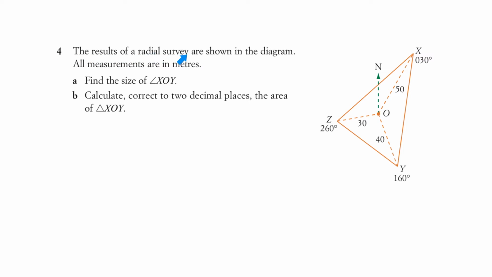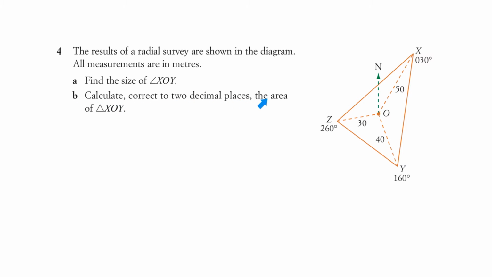4. The results of a radial survey are shown in the diagram. All measurements are in meters. A. Find the size of angle XOY. So that's that angle there. Okay, well, this is similar to bearings in a sense because that's the north, so that's 30 degrees, so we know that's 30. We know that if we come all the way around to here, it's 160. And if we go all the way around to here, it's 260. So it's all taken from the north. So if that's 30 and all the way to here is 160, then this must be 130.